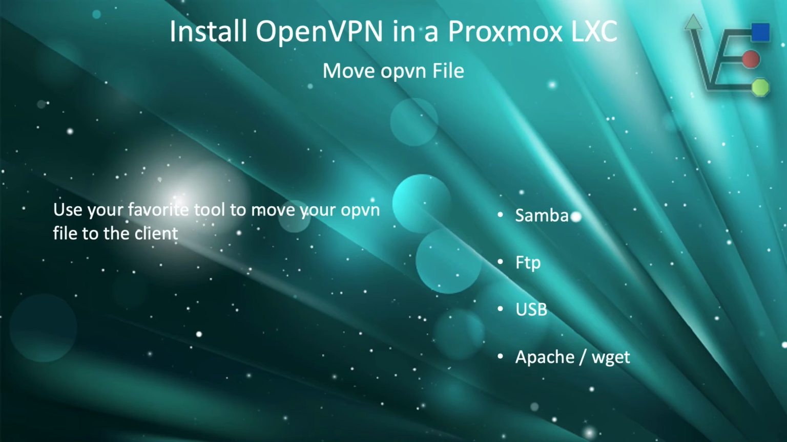Now that we have done that, your last step is going to be to use your favorite tool to move the OVPN file that you have created in your root directory to your client to configure it. Some of the tools that I have used in the past have been Samba, FTP, USB drive, an Apache web server with Git. All of these have their unique configurations, and some of these setup processes you can find in other Virtualize Everything videos.